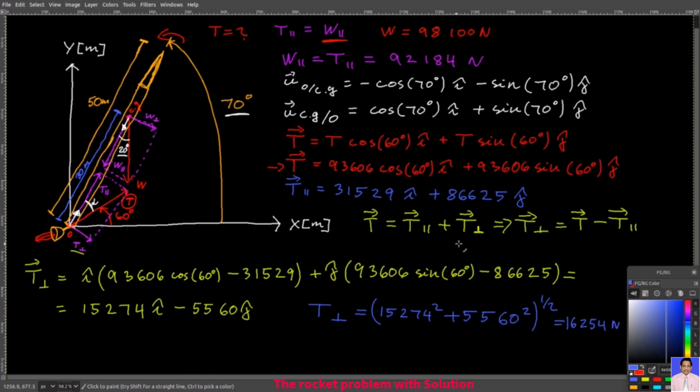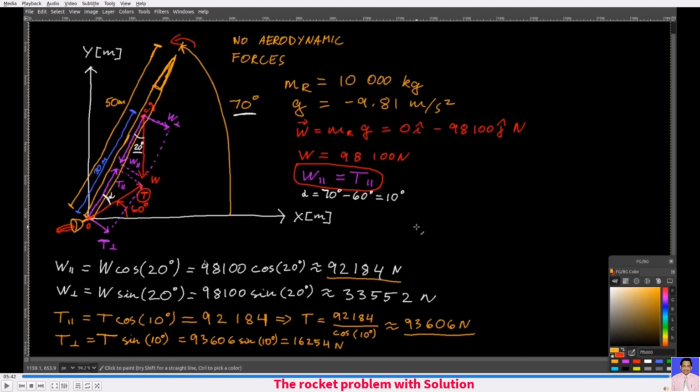And you can use the same method to calculate W perpendicular, because you know that W vector equals W parallel vector plus W perpendicular vector. Again, this approach is more tedious compared to this one here that we did before, but remember, this is a 2D problem. I will give you a 3D problem very soon.